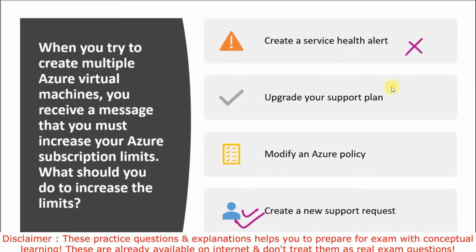So create a service alert does not work here. Upgrade your support plan will also not work. Modify an Azure policy will also not work here. So our answer for this question will be, whenever we need to increase the limit, we need to create a new support request for that. Let's talk about the next question now.